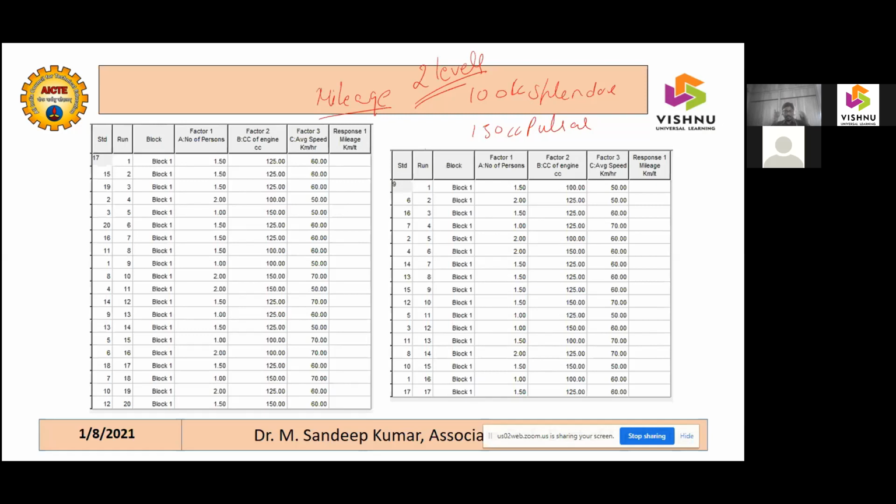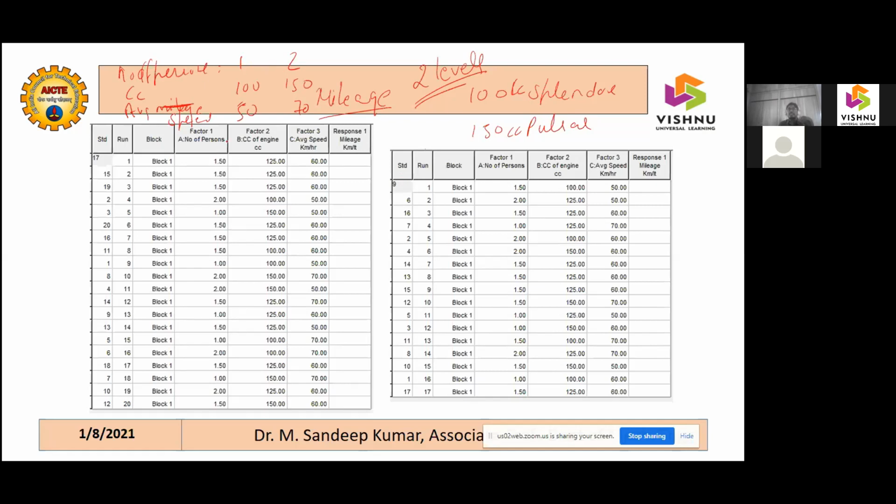Yeah, sorry for the disturbances. So what I did is the number of persons were 1 and 2. CC of engine was 100 and 150, and average speed was 50 and 70. So these were the levels. I had 3 factors, but I had 2 levels.